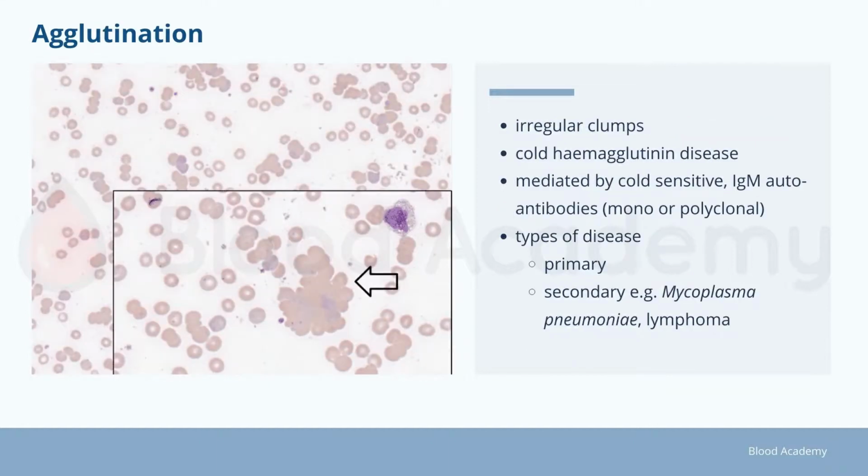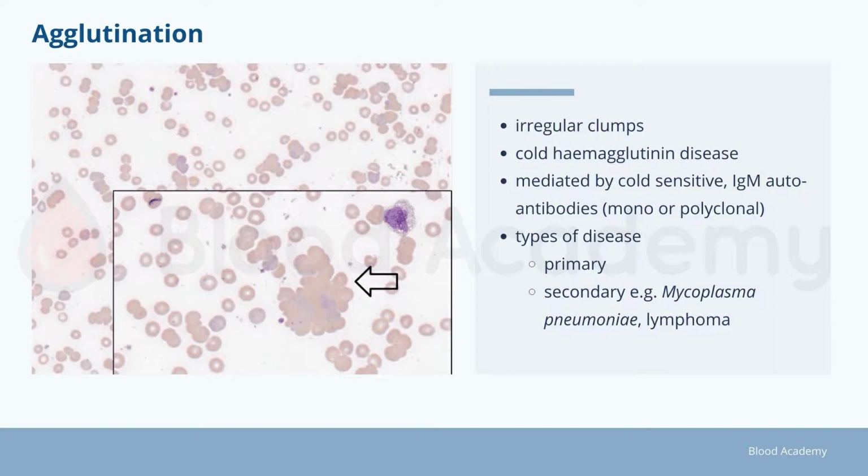Agglutination describes red cells that are irregularly arranged in clumps. This phenomenon can cause a falsely low hemoglobin level and elevated MCV in the full blood count. Agglutination is most often due to cold hemagglutinin disease or CHAD. CHAD is a type of autoimmune hemolytic anemia caused by high concentrations of circulating cold-sensitive autoantibodies. These antibodies can be monoclonal or polyclonal and are active at temperatures below 30 degrees Celsius. They are directed against red blood cells, causing them to agglutinate and undergo lysis.